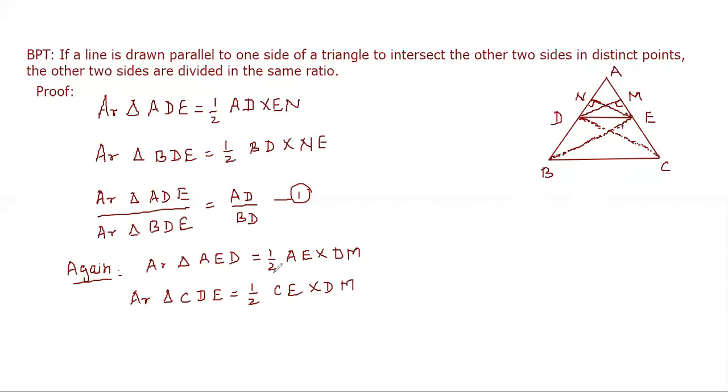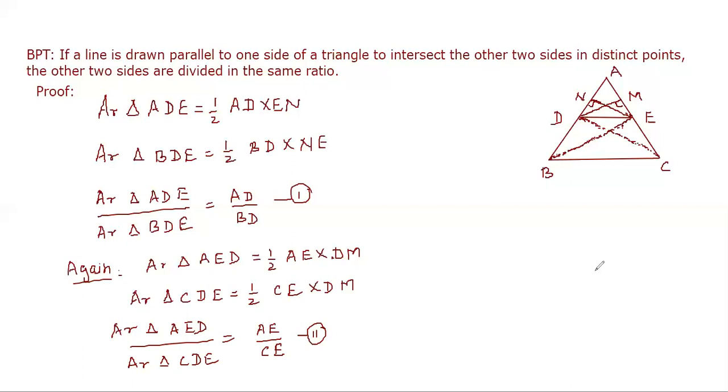Now we divide these two areas. So we get area of triangle AED divided by area of triangle CDE equal to, from here half will cancel out and DM also cancels. Then we will be left with AE upon CE. This is equation number 2.